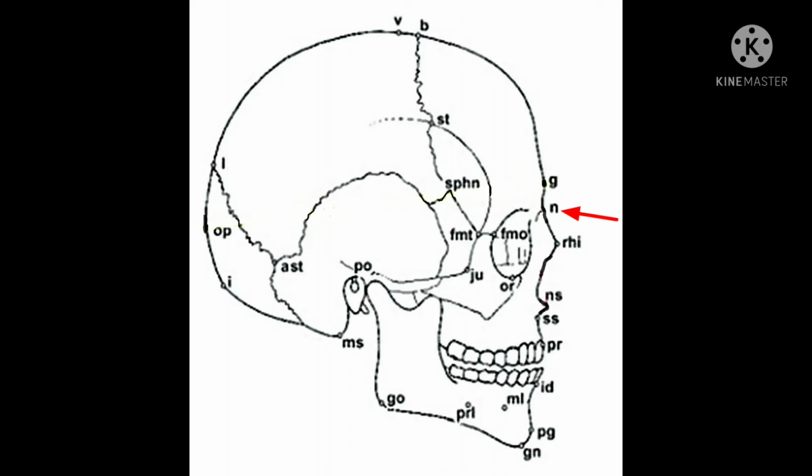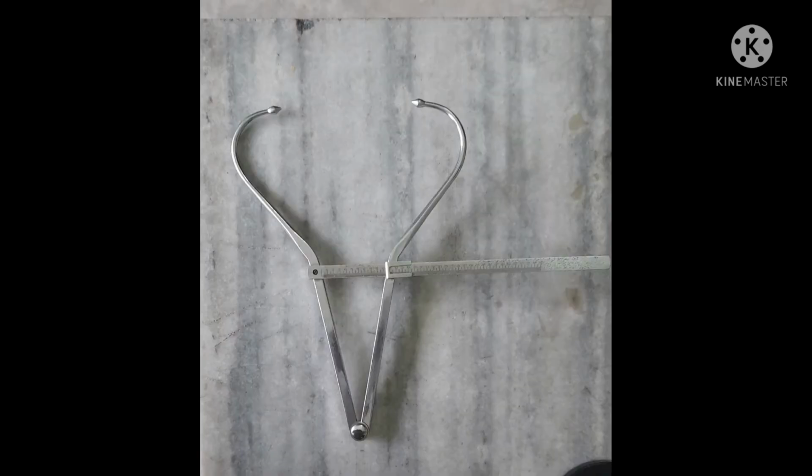If this juncture is not in the mid-sagittal plane, then the mid-sagittal plane of the frontonasal suture is taken as the nasion. Here also, the instrument used for this measurement is a spreading caliper, and this method is similar to that used in the measurement of glabella-inion length.